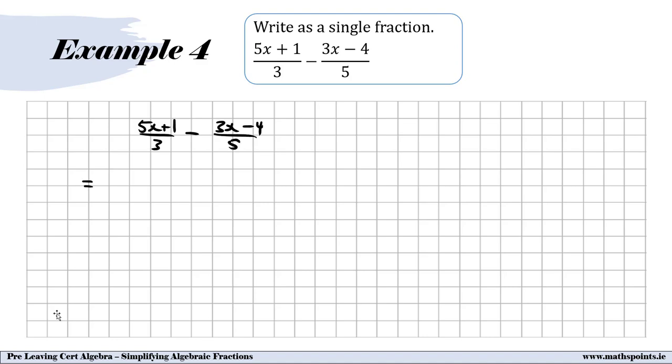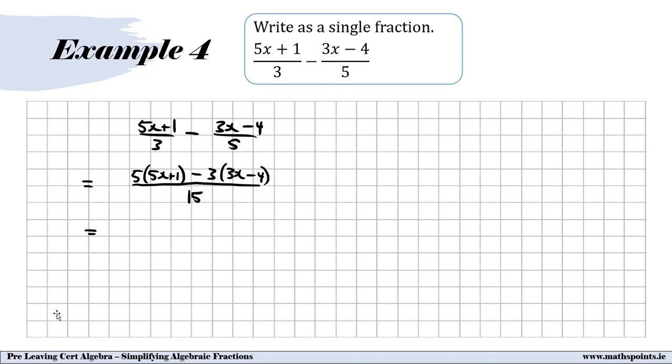So we put an equals on the next line, we draw a line across the width of the sum, we decide on the lowest common denominator, which is the lowest number that both 3 and 5 go into, which is 15. And then 3 goes into 15 5 times, and I'm going to multiply that by 5x plus 1, minus 5 into 15 goes 3 times, and I need to multiply that by 3x minus 4.